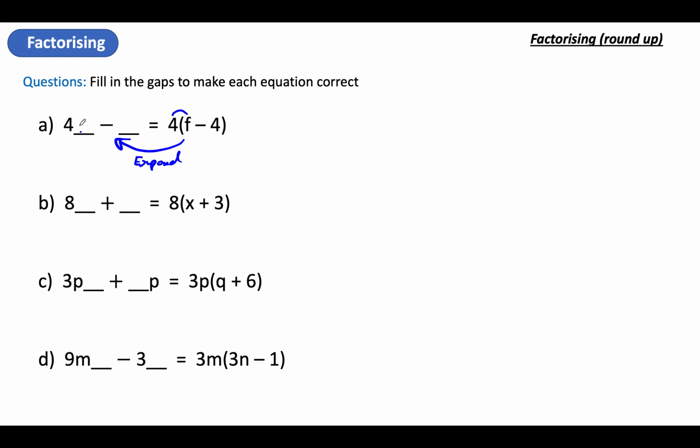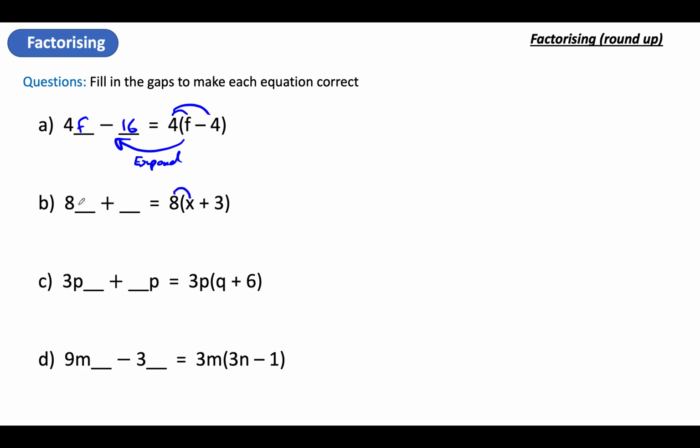4 times by f makes 4f, so you needed an f there. And 4 times negative 4 would make negative 16. Well, there's the negative. It needs to be 16 because 4 4s are 16. So f was the first one, 16 was the next one. Same with this one. Let's expand this and take it backwards.